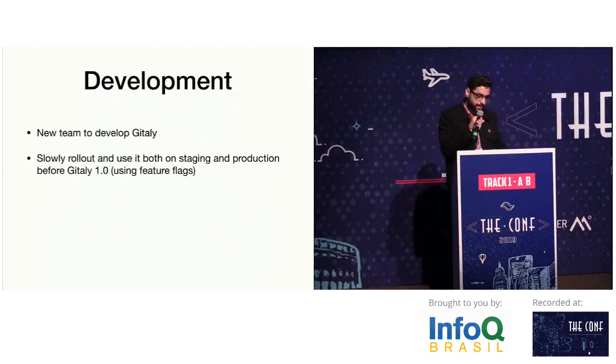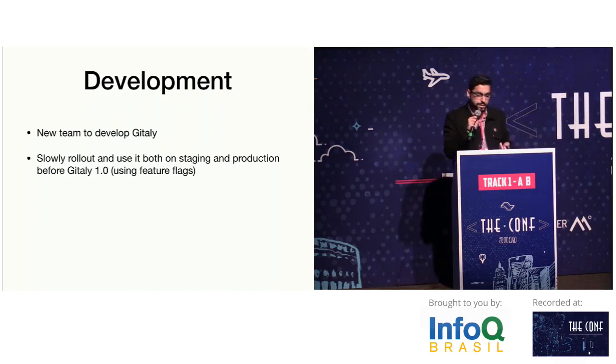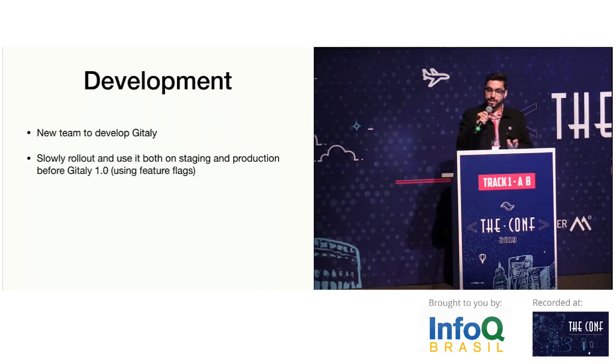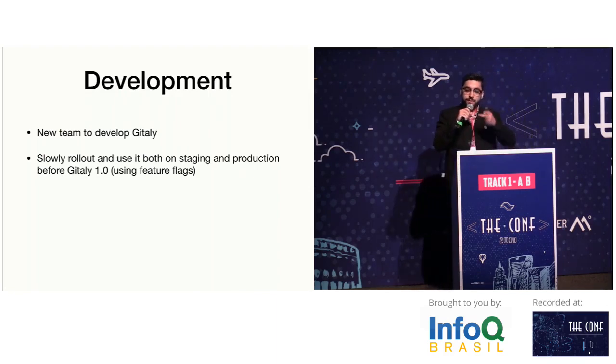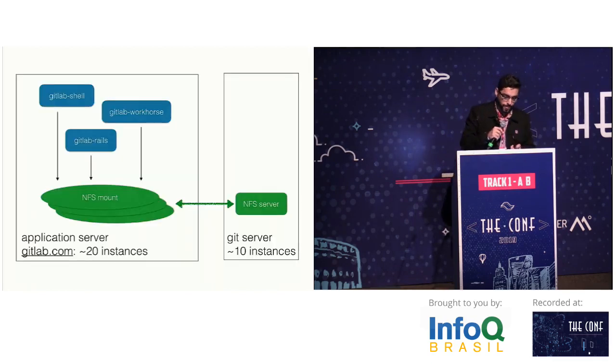On the development side, we actually started a new team just to focus on that. And we decided that we would slowly roll out this in staging and production using feature flags. That wouldn't necessarily be flagging the whole Gitaly. We would flag different operations. Let's say we can git fetch, we can git clone. So all those actions are flaggable. So we would be able to just test and see if everything was working well.